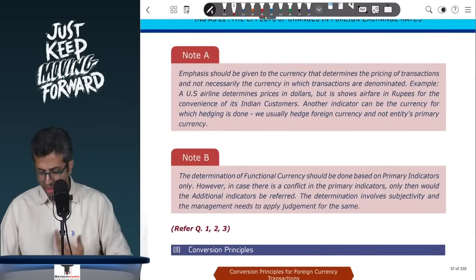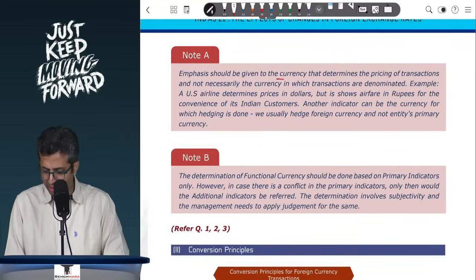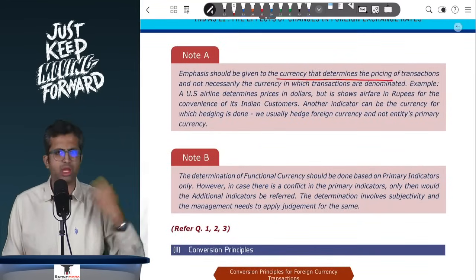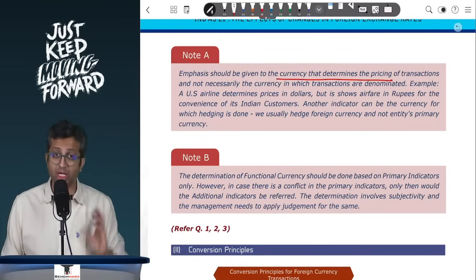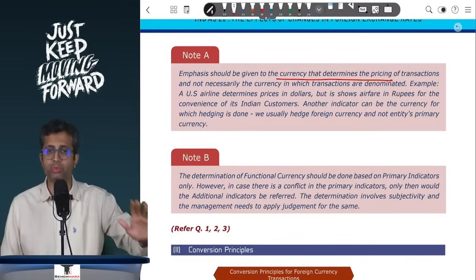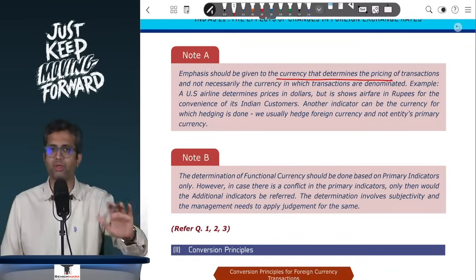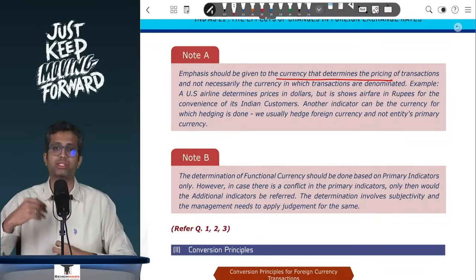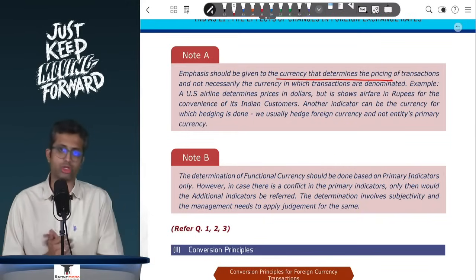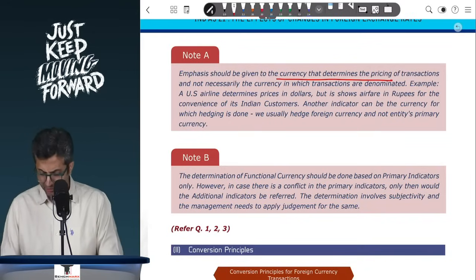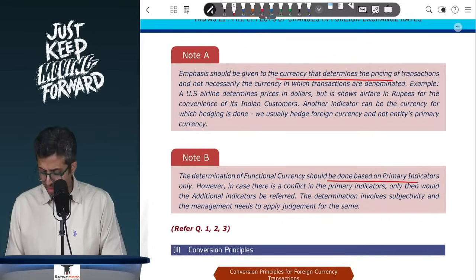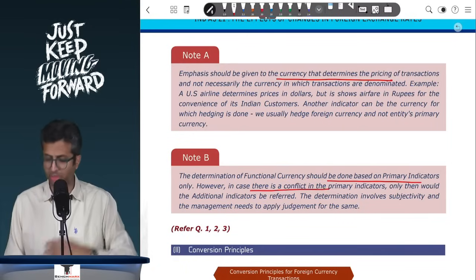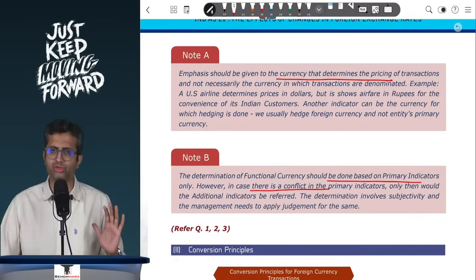So over here, emphasis should be given to the currency which determines the pricing and not necessarily the currency in which it is denominated. Sometimes it may be priced in rupees just for convenience or for the purpose of hedging, in which case one needs to remember that you always hedge the foreign currency and not your local currency. And further, this should be decided based on the primary indicators. However, if there is a conflict in the primary indicators, only then will you go to the additional indicators.